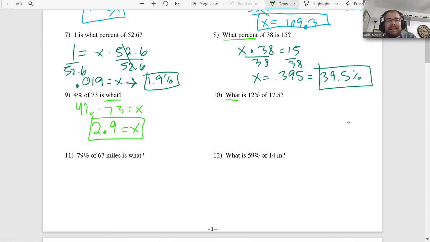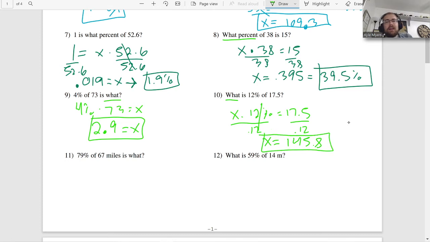So here, what is 12% of 17.5? So 12%, that's 0.12, right? So we would divide both sides by 0.12. 12% is 0.12, so these guys cancel. Okay, it's a little tricky trick there. 12% is 0.12, so when I divide 12% by 0.12, they cancel because they're the same number. So then I just have 17.5 divided by 0.12, and that's equal to a pretty big number, 145.8. And that is the answer for that.